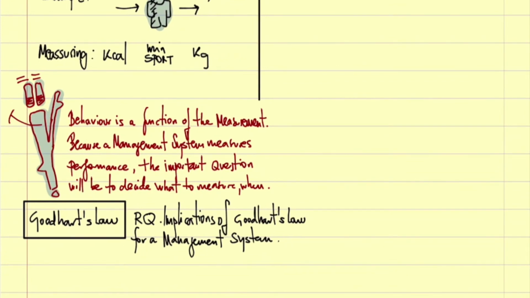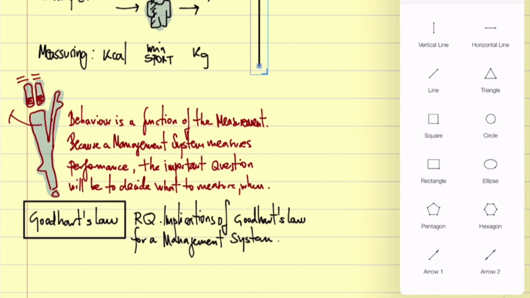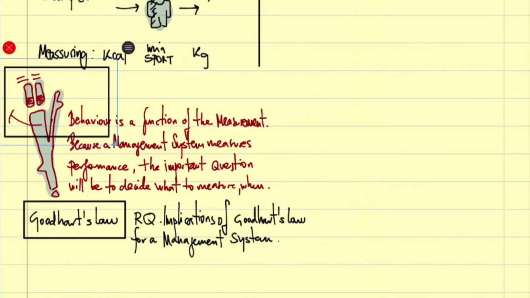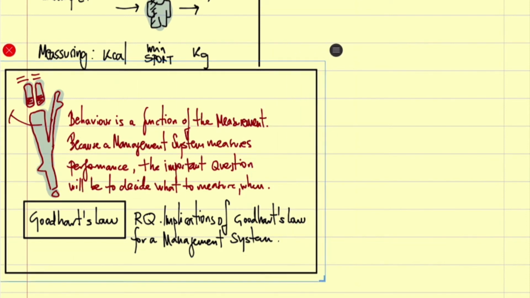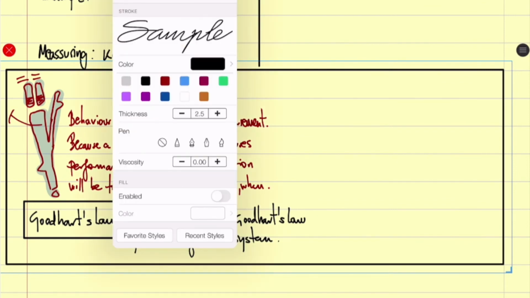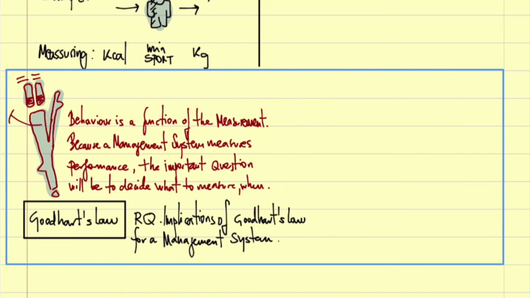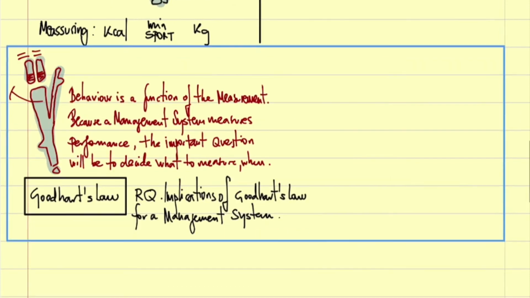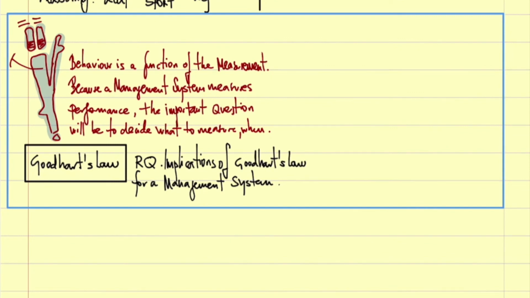The same goes, this about Goodhart goes also for projects, so for both. Behavior is also a function of the merit of the measurement. If you push your people in the project to get fast, then you will suffer on quality and stuff like that. Okay. So, any questions so far?